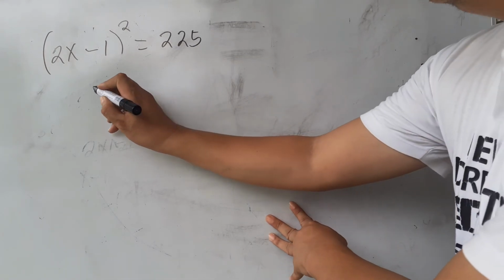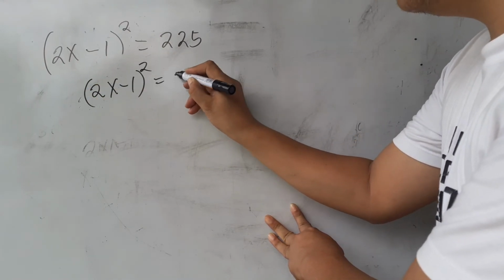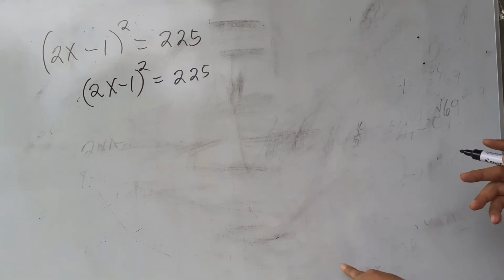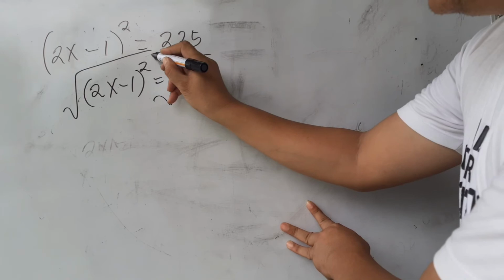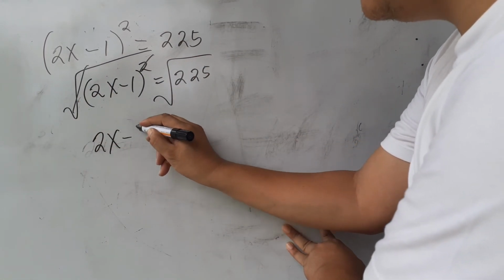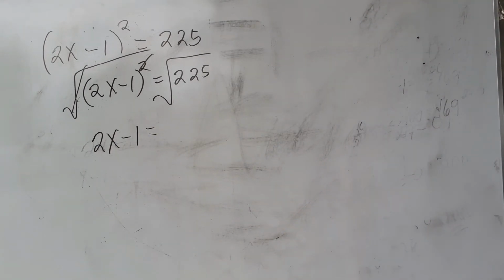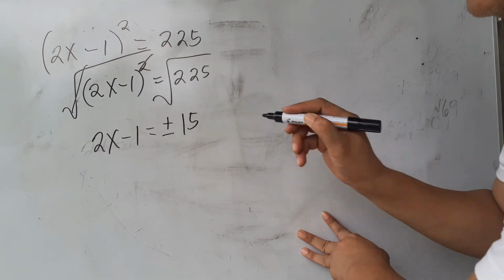So, we have 2x minus 1 raised to the second power. It is equal to 225. So, i-write ko lang muna siya. 2x minus 1, it is equal to 225. Okay, first, kailangan kunin natin yung square root niya. So, cancel natin yung 2 at saka yung radical sign. So, natira ay 2x minus 1. It is equal to, get the square root of 225. So, ang square root ni 225 ay positive, negative 15.